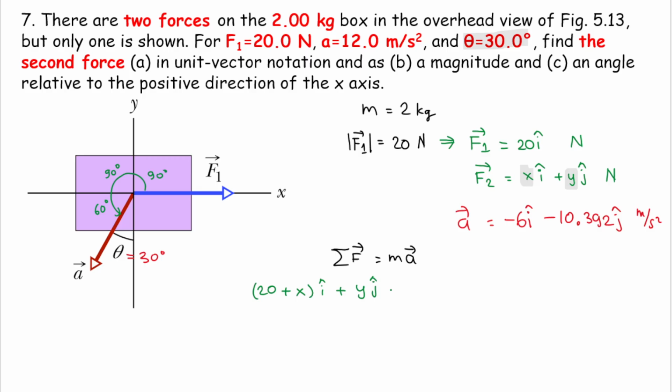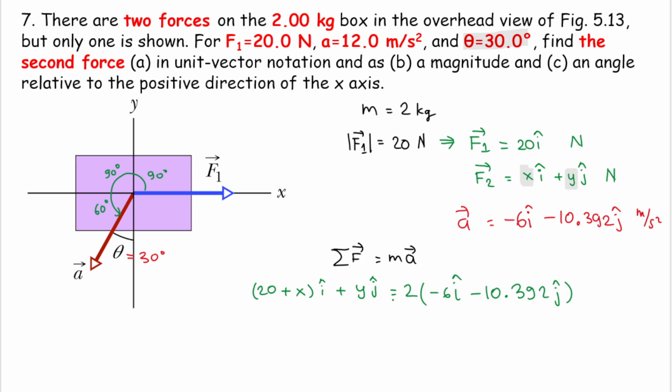Okay, and then what is the mass? I will have 2 kilograms. So I'll have 2, and then I will have the unit vector of a is this one. So I'll have minus 6 minus 10.392. No, the i and j is lost here. So I'll have minus 6i and then minus 10.392, and this one will be on the j direction.